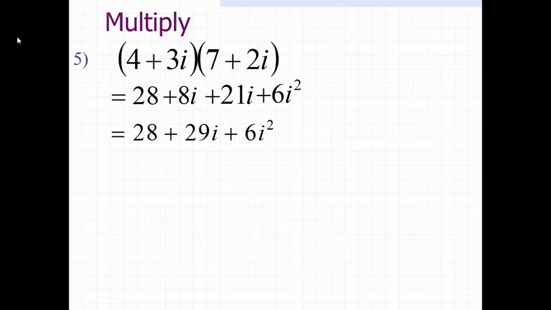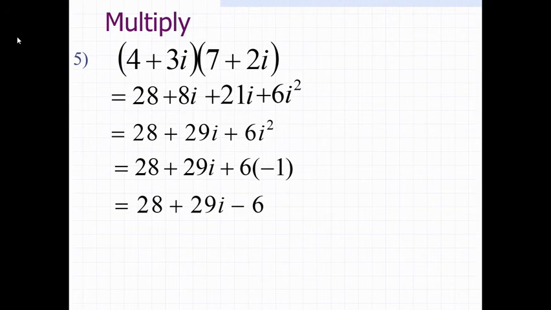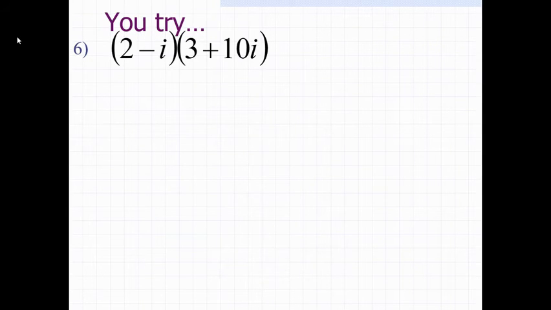Okay? Then we're going to combine our i terms. 8i plus 21i is 29i. Then we are going to change the i squared to a negative 1. Notice then that we can combine the 28 and the negative 6. So we get 22 plus 29i. And this is the answer. Again, you had to FOIL. You try this. I'm going to give you some time, okay?